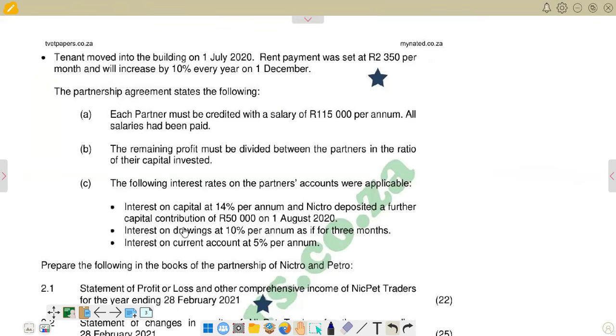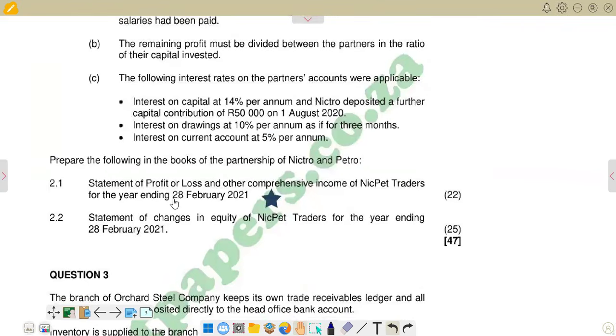Then we are given the first part, which is preparation of the statement of profit and loss. We did it in the last video, and the amount that we have there is 423,787. This is the amount that we have for the statement of comprehensive income. The second part requires us to prepare the statement of changes in equity of Nictro and Petro for the year ending 28 February 2021. So this is the part that we are going to prepare in this video.